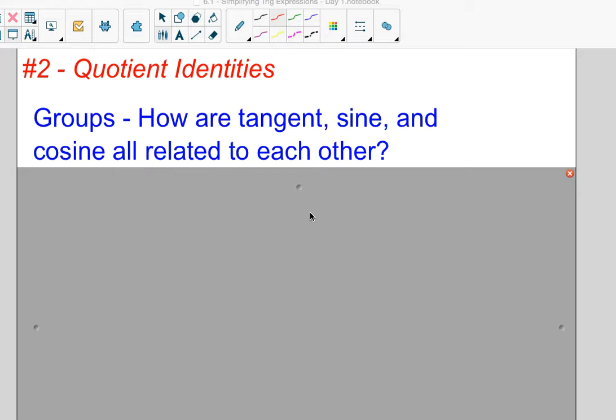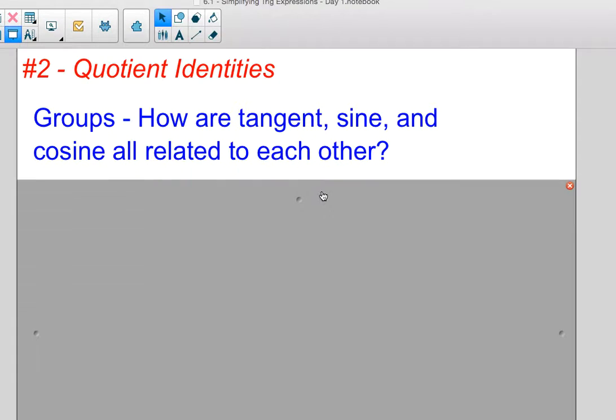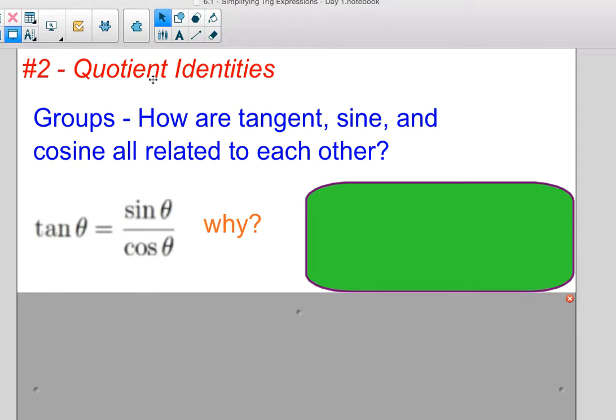But if you had me last year, we talked a little bit about this and how tangent is the same thing as, or can be rewritten as, sine and cosine. So what we did last year, and I'll just rehash it a little bit, is this, the first quotient identity: tangent of theta is the same thing as sine of theta divided by cosine of theta, right? And why does that work?